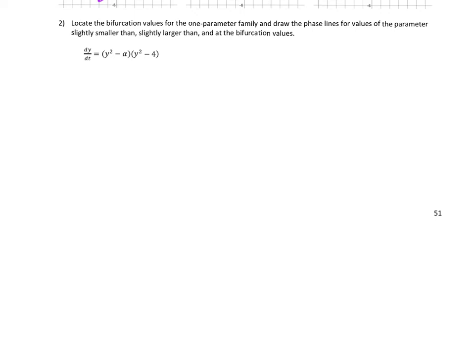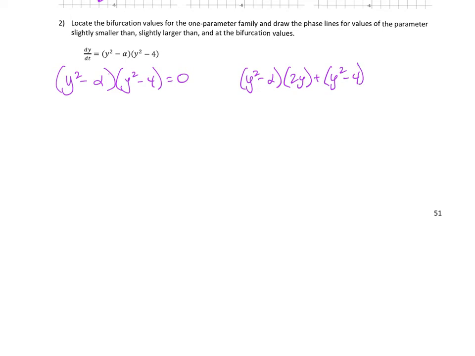To find bifurcation values, we need to simultaneously solve where this equals 0 and where its derivative equals 0. So I'm going to have to take the derivative using the product rule. It would be the first times the derivative of the second, plus the second times the derivative of the first, and set that equal to 0.